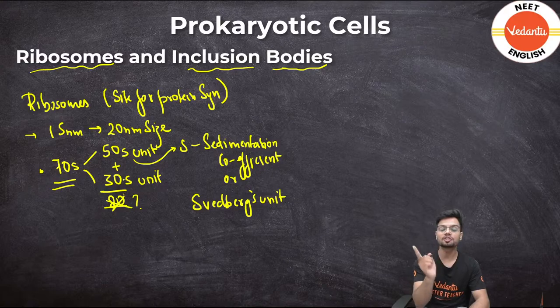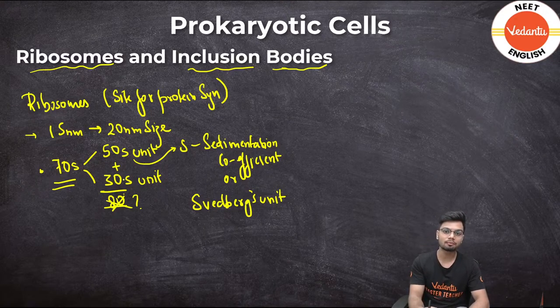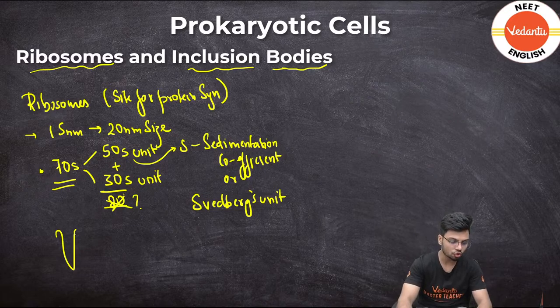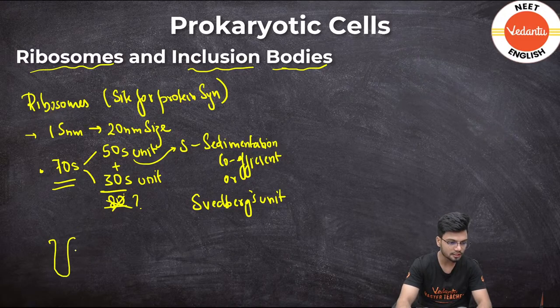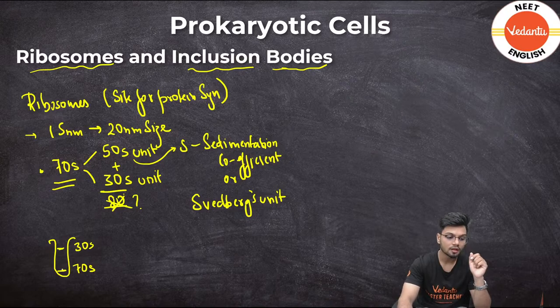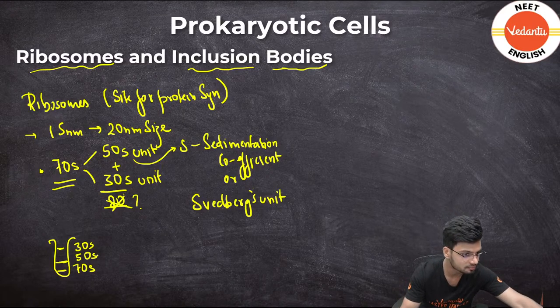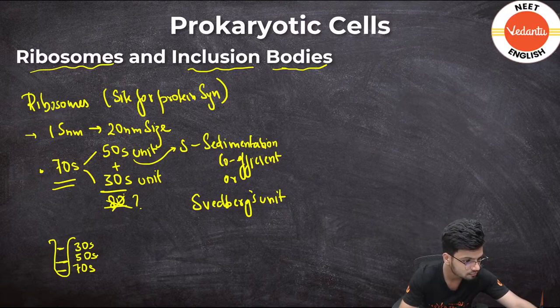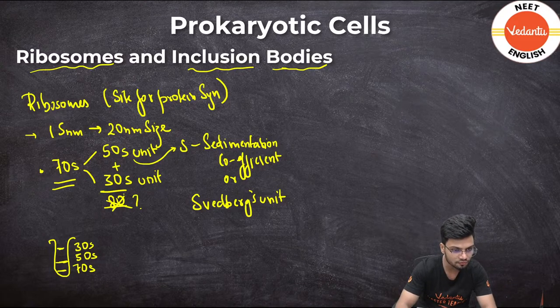When we do something called centrifugation, each and every ribosome will separate out. They will separate out and settle down. After centrifugation, in the test tube, they will try to settle down. For example, when you centrifuge a 70S ribosome, it will settle down somewhere here. And if you take a 30S subunit, it will settle down somewhere here. Now, what about the 50S subunit? 50S will settle down somewhere here. So, there's 70S, 50S and 30S.